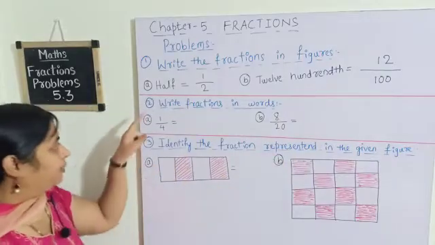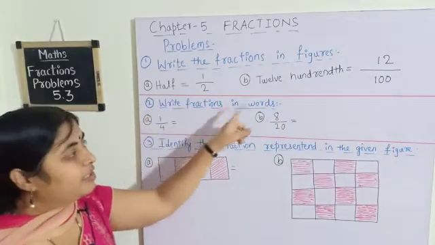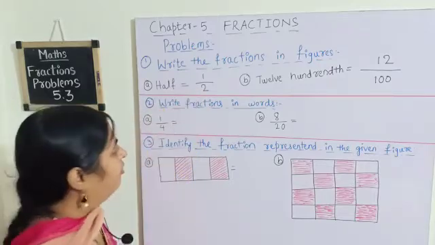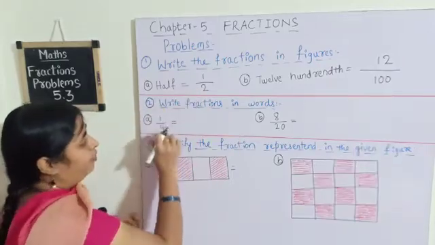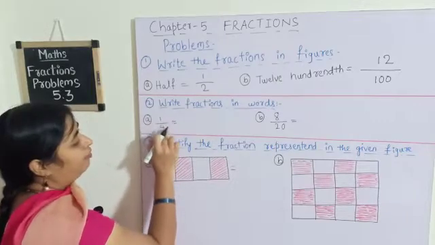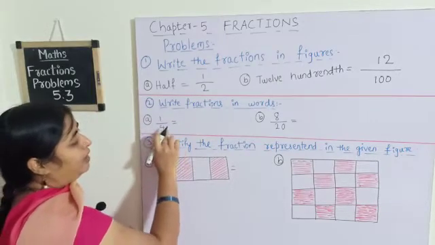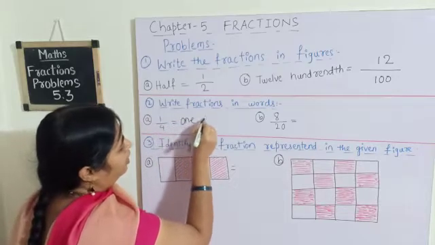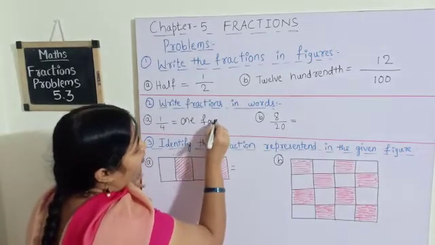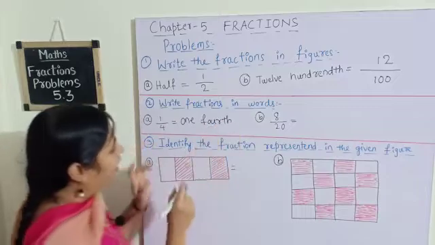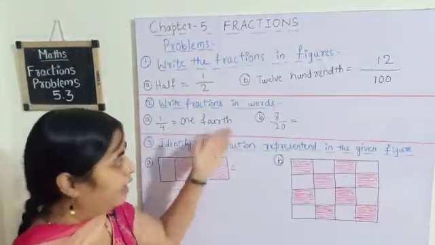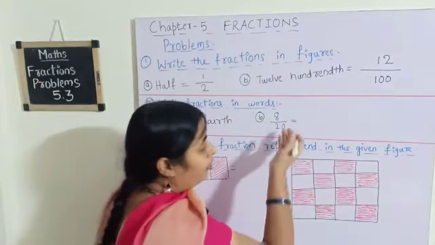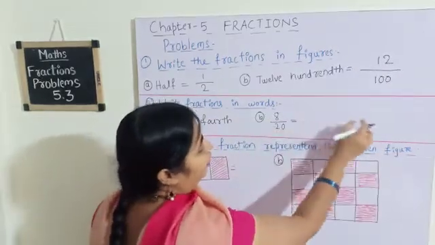Next example, write fractions in words. We wrote in figures, now we will write in words. This is what? 1/4 means 4 parts we have made, 1 part we have taken. 1/4 they have given, and we have to write it in words like this. And the next example, 8 divided by 20. How will we write? 8 20ths.